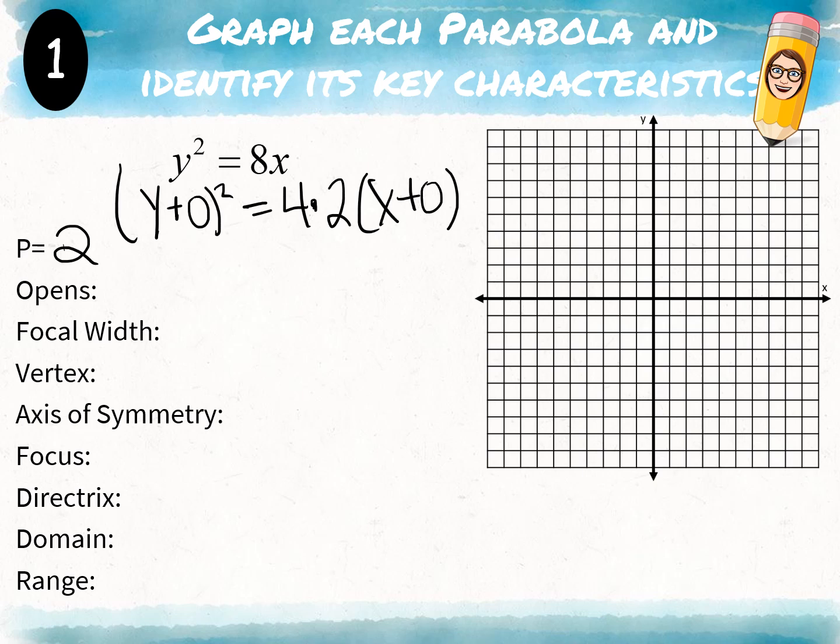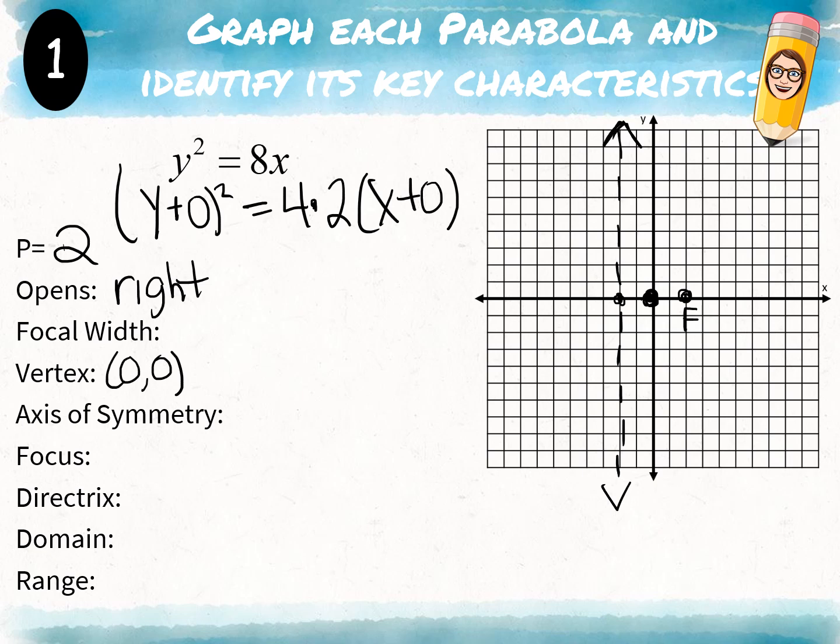The y is squared and the p is positive, so it opens to the right. So I'm at the origin. That's my vertex, today and today only. My p-value is 2, so we're going to jump to 2. 2 is going to be my focus. Therefore, 2 to the left is that directrix. And I know you shouldn't think of it this way, but I kind of think of the directrix as an asymptote, so we draw it dashed.